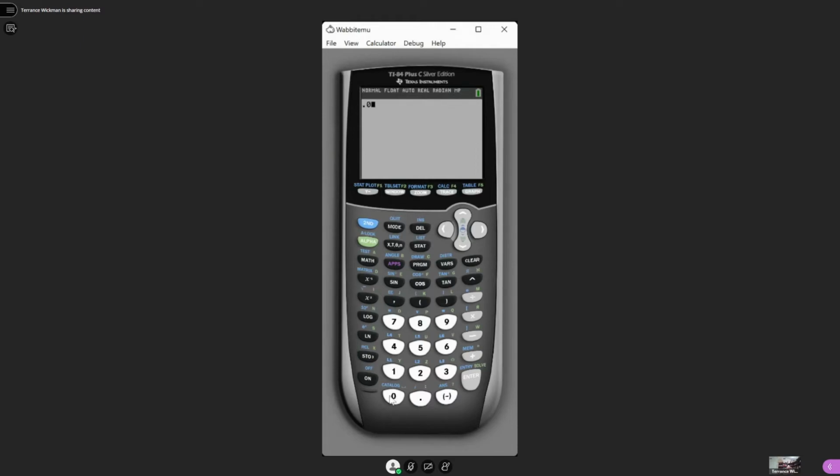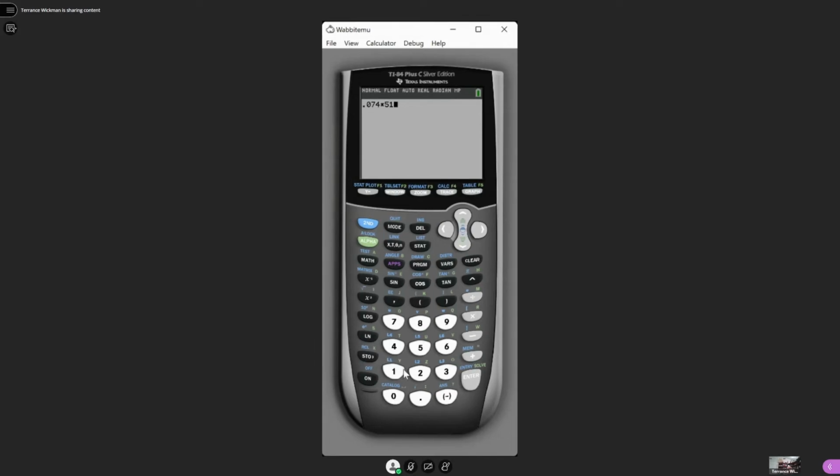We'll put 0.074 times, they put parentheses, we don't need to, 51. And then plus 2.294. Hit enter. You get 6.06 billion. Let's put in the other one now.